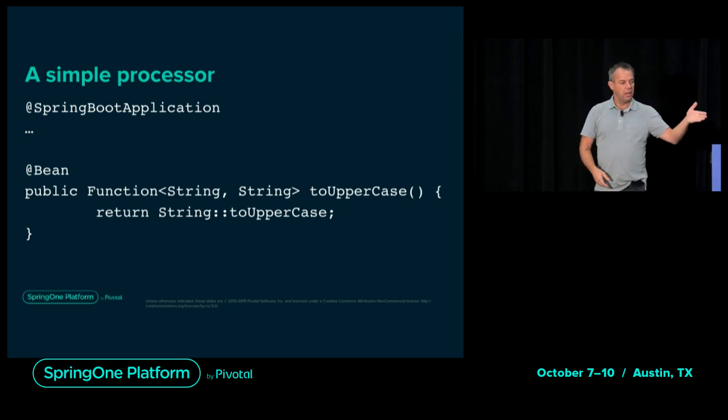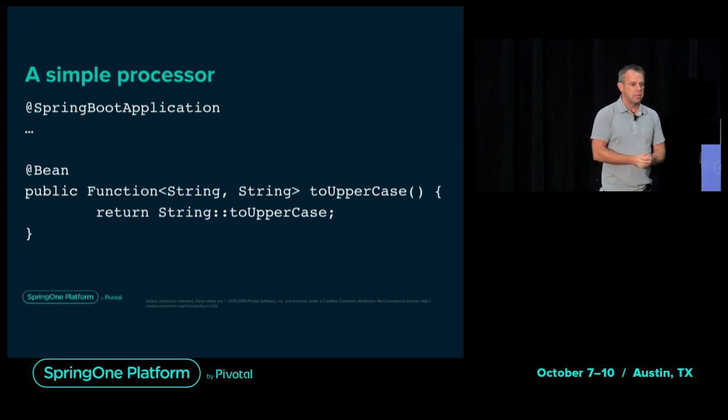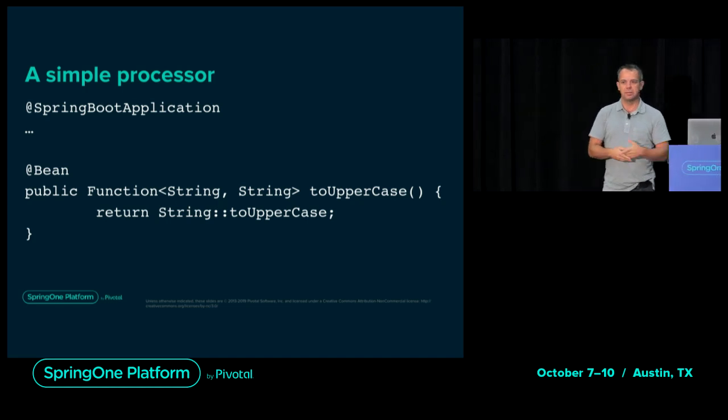But the point is that you code this, you click run, as long as your Rabbit or Kafka, whatever binder you're using, is running, everything's going to be functioning. So you don't need to do any additional configurations.